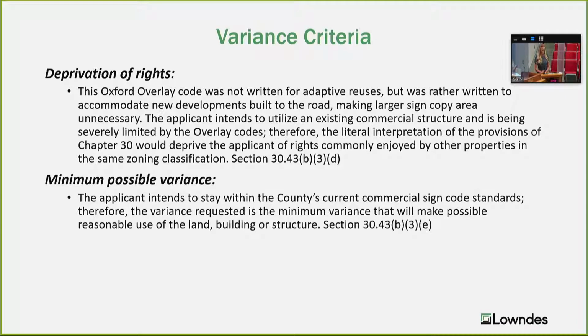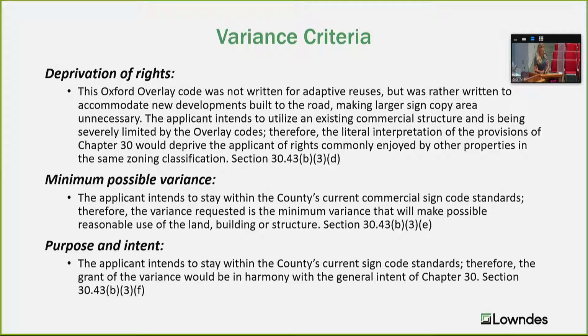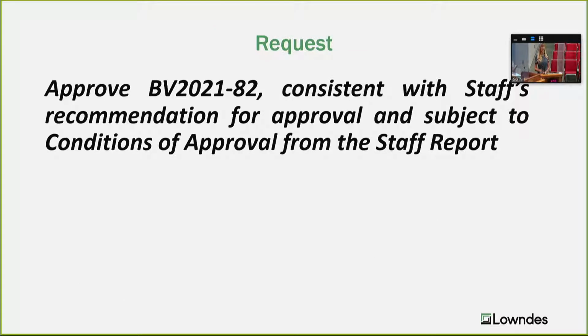And this is the minimum possible variance. We are using code and we're not going above what your normal sign code would otherwise allow under regular circumstances. And then finally, we are going to stay within the county's current sign code and standards, so we are in harmony with the general intent. The difficulty is just that some code for an overlay was adopted 30 years after a building was constructed, never contemplated what you did with those existing buildings, and so in working with staff, they found it appropriate to recommend approval for our request tonight. So our request is to approve our variance consistent with your staff's recommendation and subject to their conditions of approval, and happy to answer any questions you might have.